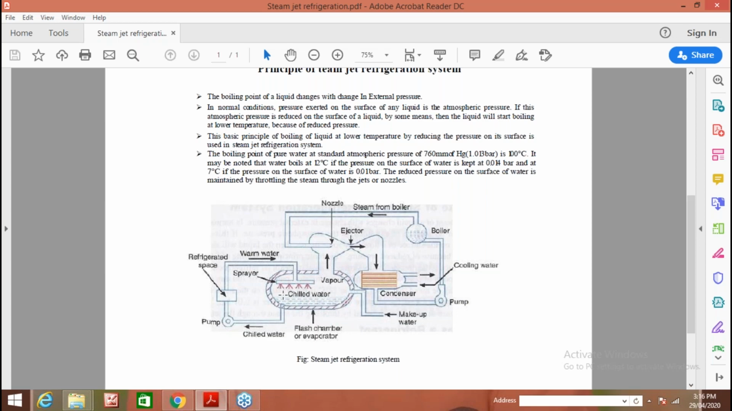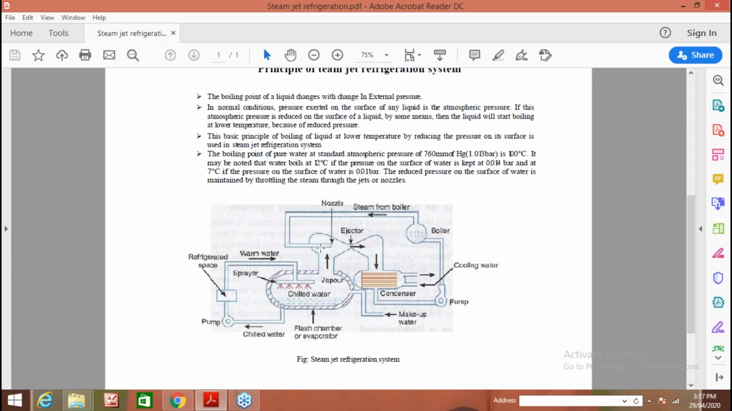This warm water is sprayed over the cool water. Some of the warm water will evaporate at a low temperature by taking heat from this water, so that this water becomes chilled or cool, and this cool water is again sent to the refrigerated space. Due to evaporation of the water, water vapor forms. This water vapor goes to where a steam jet is there.